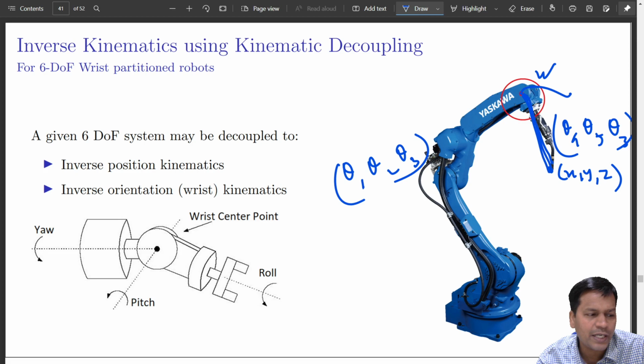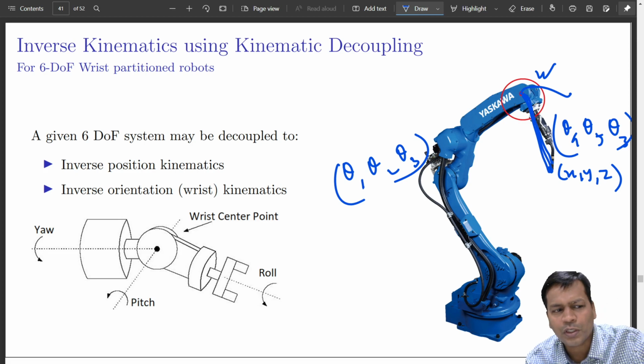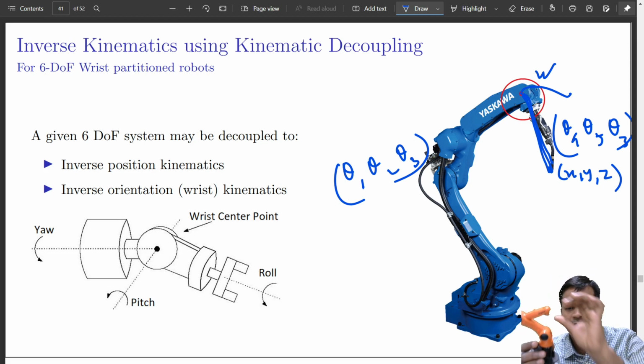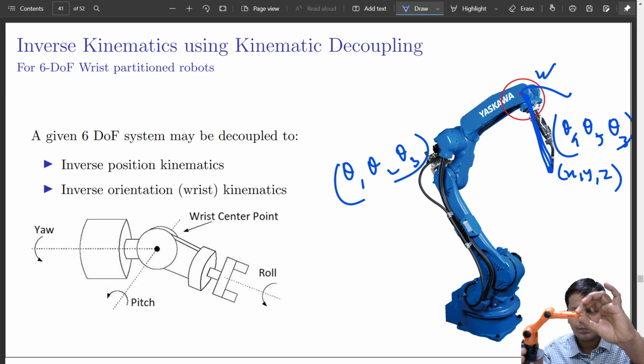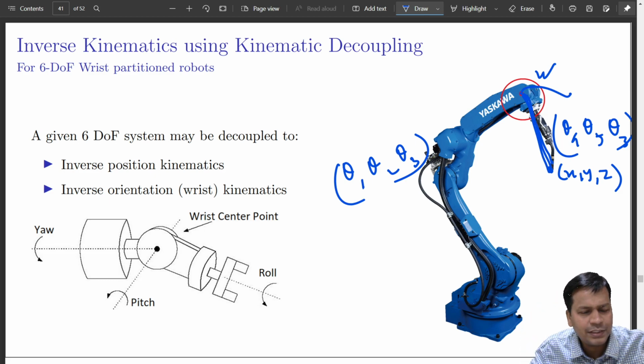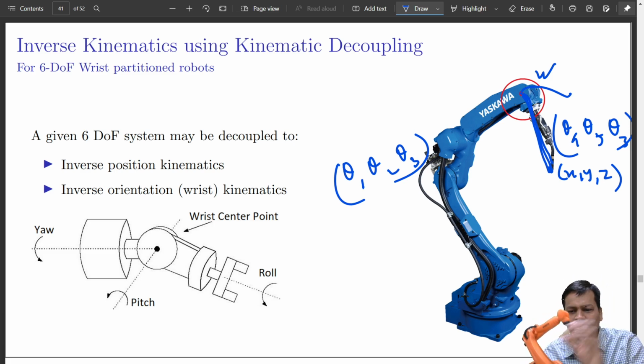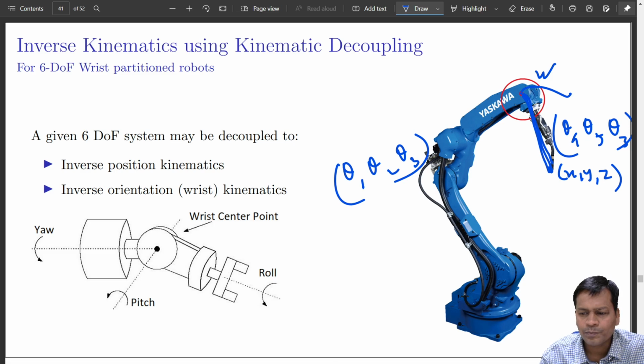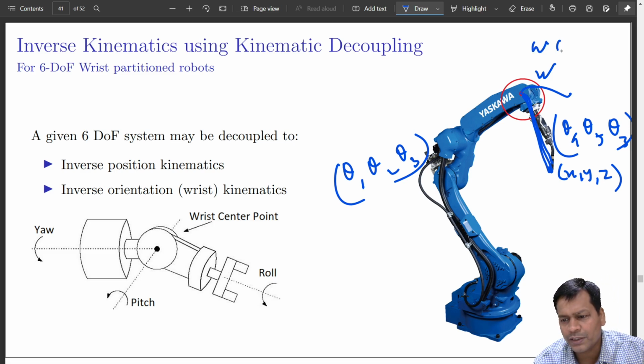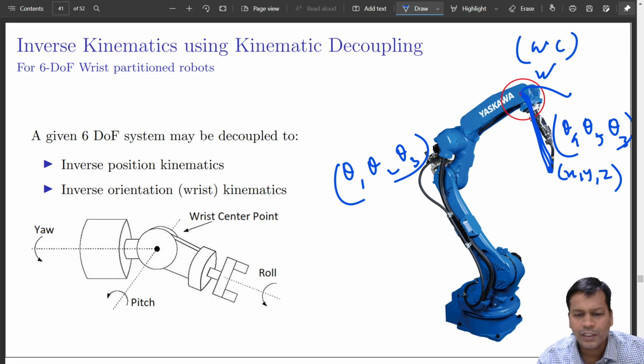Most industrial robots are wrist partitioned, as in the case of this one also; it has a wrist here. You can have a robot like this, which is a little bigger; it has a wrist over here. Any robot which has its last three axes as a spherical joint, with intersecting axes, can be partitioned at the wrist center. So inverse kinematics for those I will be discussing now.